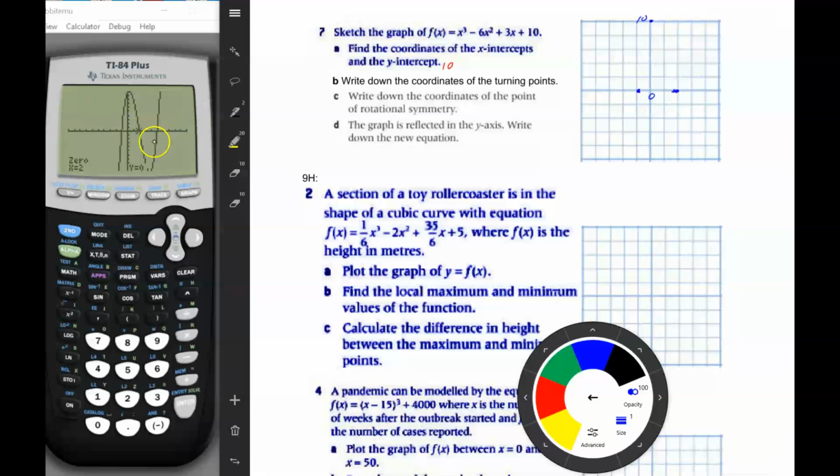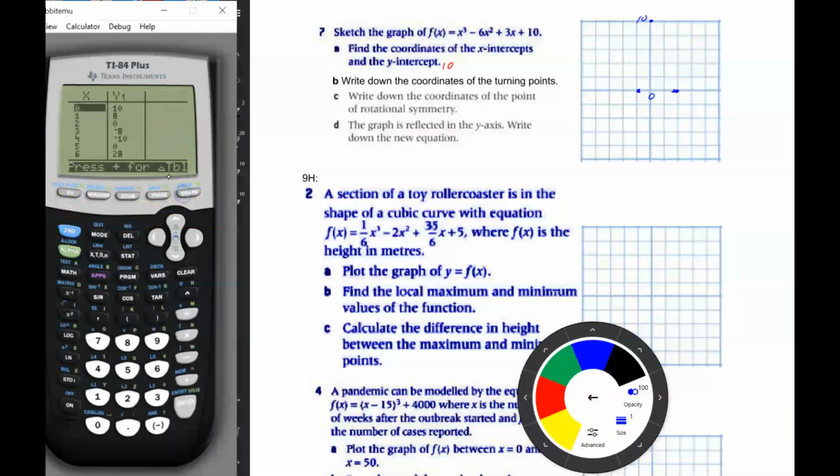And finally there's this x-intercept here. From the looks of it, they always cross on integers. So let's look at the table and see if maybe the table can tell us the third one. Yeah, it's 5 comma 0.